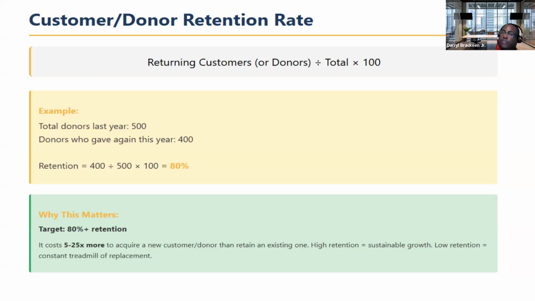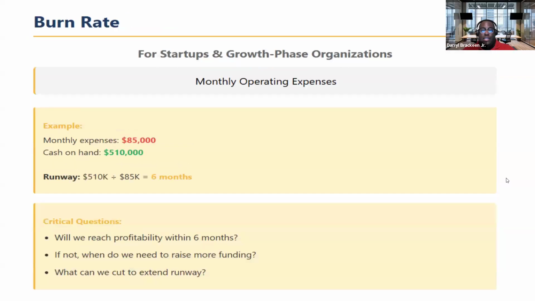Okay. And it costs between 5 to 25 times more to acquire a new customer or a donor than it is to retain one, right? So that means a high retention rate means you are at a sustainable growing rate as a nonprofit. If you have a low retention rate, that means you need to figure out a plan to address your retention rate, because that's going to be very important.